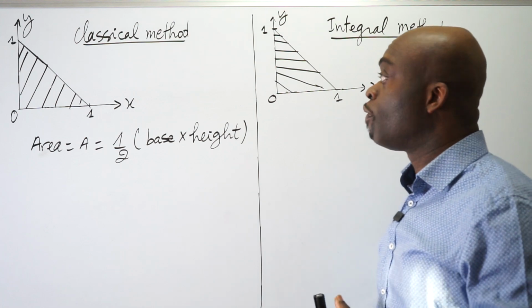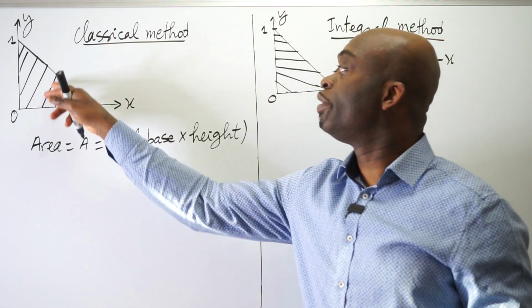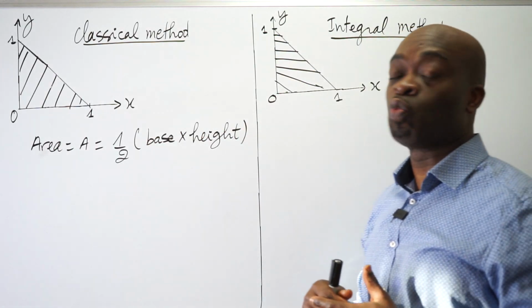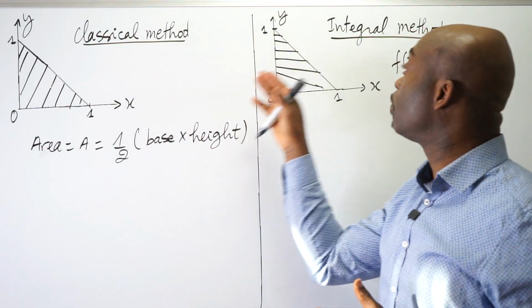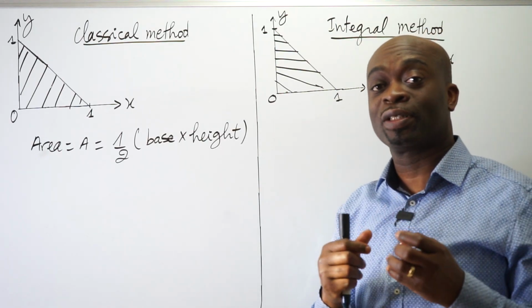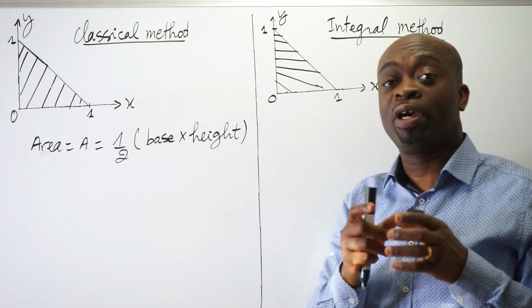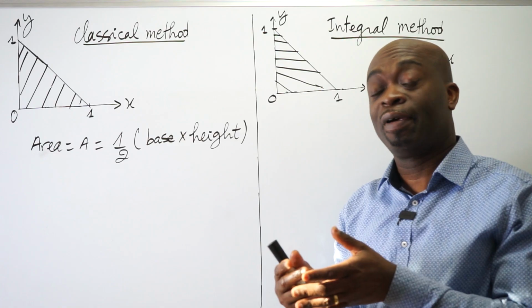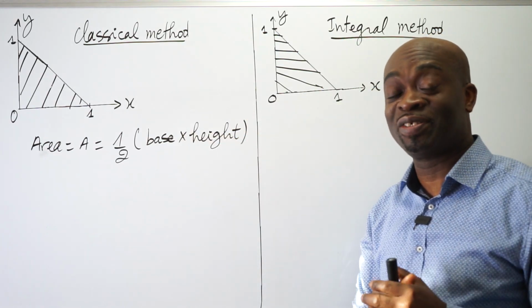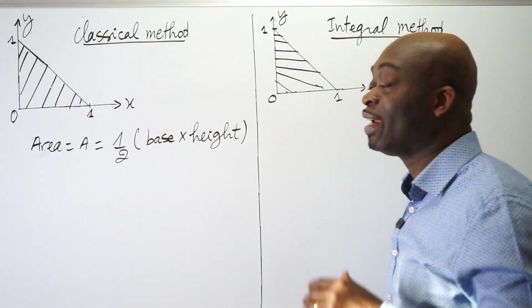So we are asked to solve for the area of this triangle here. But we're going to use what? We're going to use the classical method and we're going to use the integral method, because remember, the integral also helps to find the area under the curve of a function. So that's why we're going to use this one as well. We're getting into new territories, ladies and gentlemen. We're loving it, right? Let's go for it.